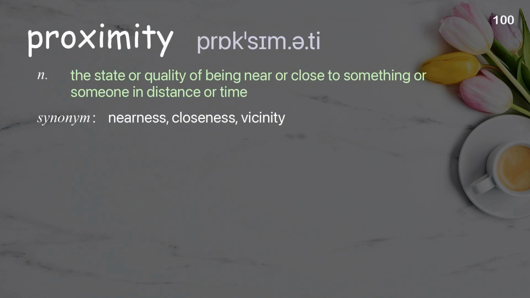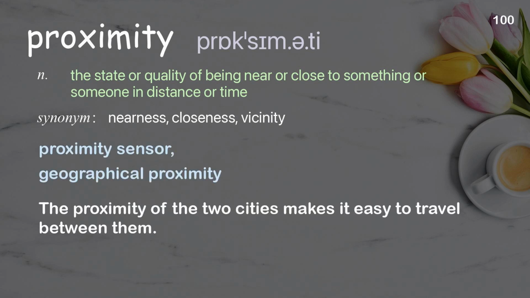Proximity. The state or quality of being near or close to something or someone in distance or time. Examples: Proximity sensor. Geographical proximity. The proximity of the two cities makes it easy to travel between them.